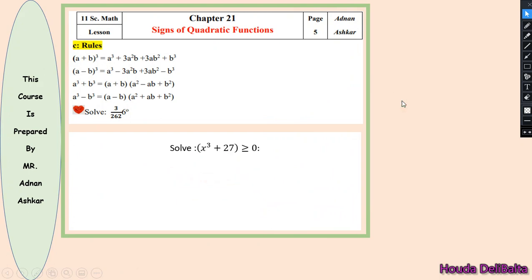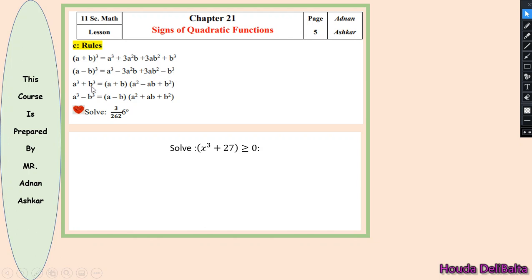that use quadratic equations in them. Here are some rules that may be used in solving inequalities. Okay? A plus b cubed is a cubed plus 3a squared b plus 3ab squared plus b cubed. Note that the degree here is 3, and here 2 plus 1 on b, it is 3, and here a power 1 plus 2, it is 3, and here is 3. Similarly for here we have plus, minus, plus, minus. So as if we are going with a pattern.